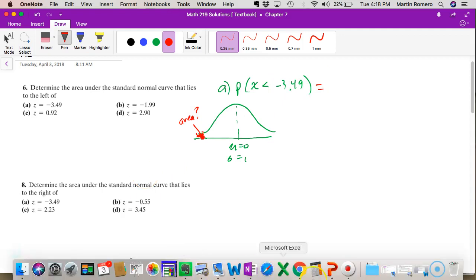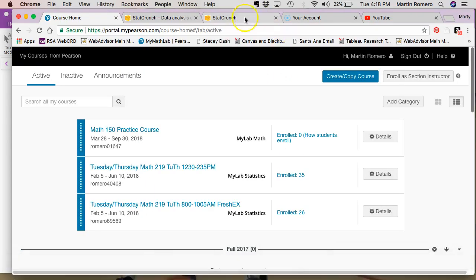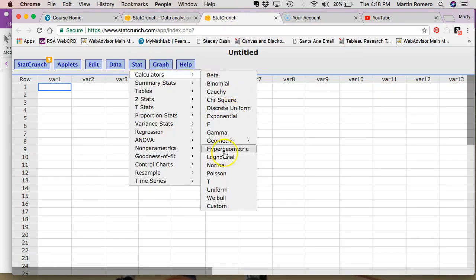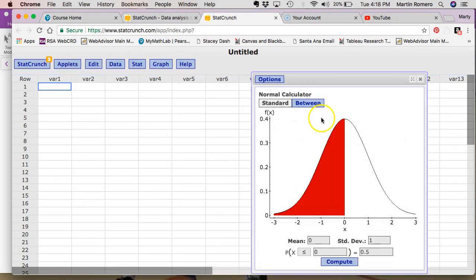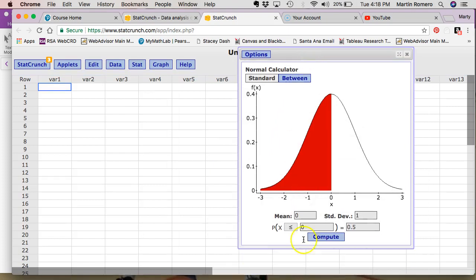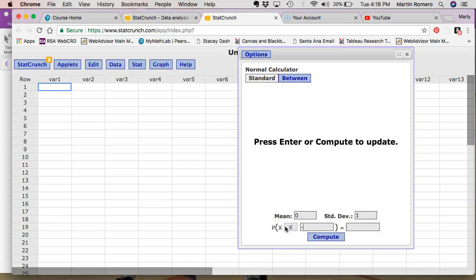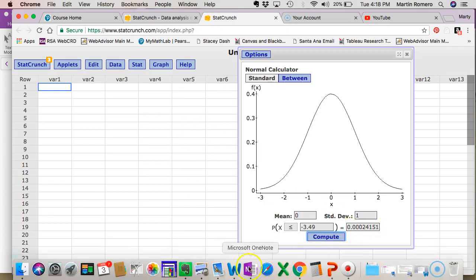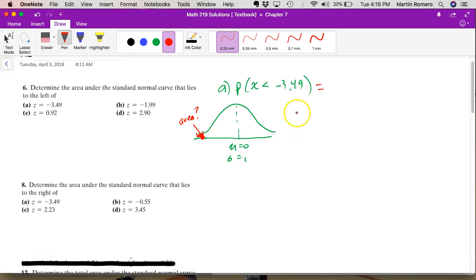And so again, we go to StatCrunch, stat calculators, normal, and we're looking for the area to the left. It's already 0 and 1 because this is standard normal. Enter negative 3.49, compute, and so you get 0.00024, and so that would be the answer for this one here, 0.00024.